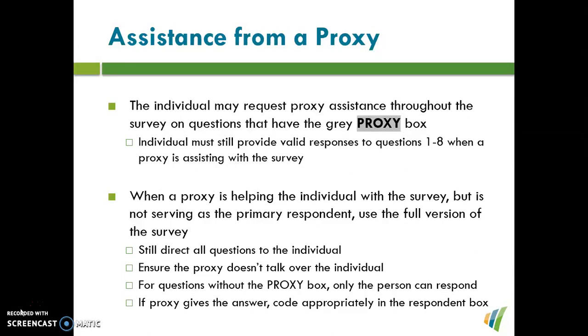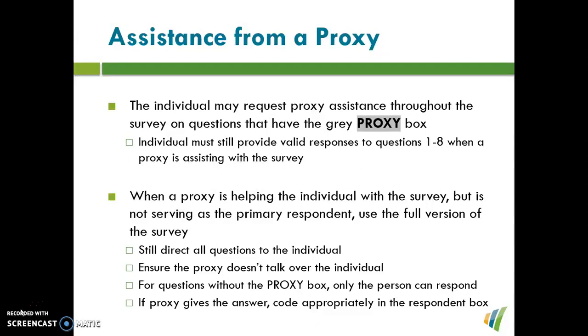When a proxy is helping the individual, again, you'll be using the full version of the survey. You do want to make sure that you're still directing all of the questions to the individual. Try and make sure that the proxy doesn't start to talk over the individual or give answers before the individual has time to give their answers.